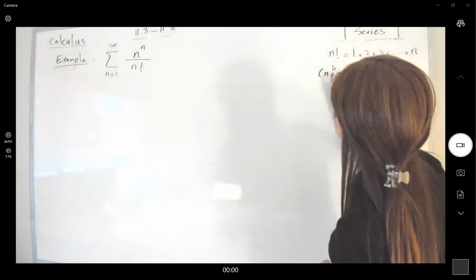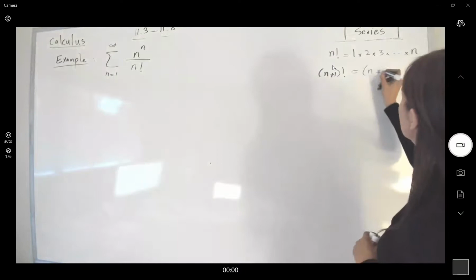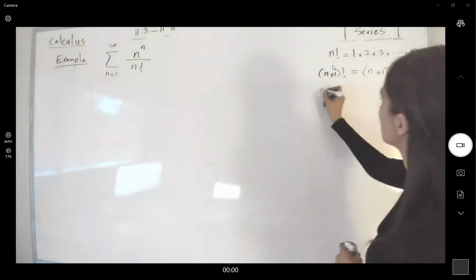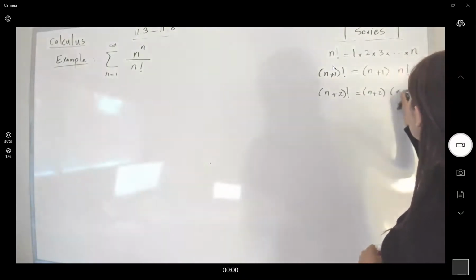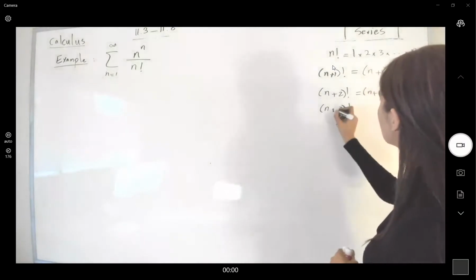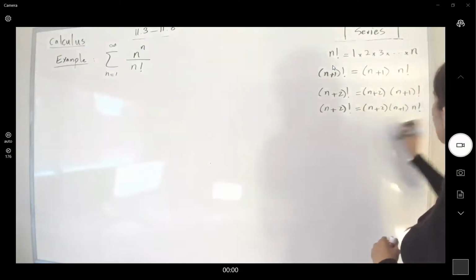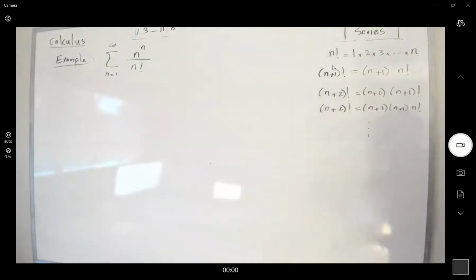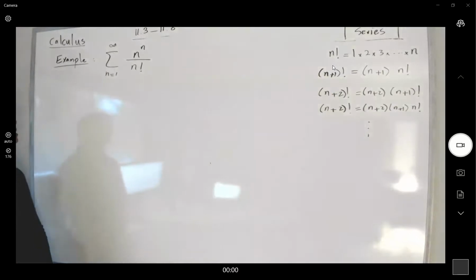And when it comes to n plus 1 factorial, this is just n plus 1 times n factorial. For example, n plus 2 factorial is n plus 2 times n plus 1 factorial. We can also write n plus 2 factorial as n plus 2 times n plus 1 times n factorial, and we can continue this process. Very well.